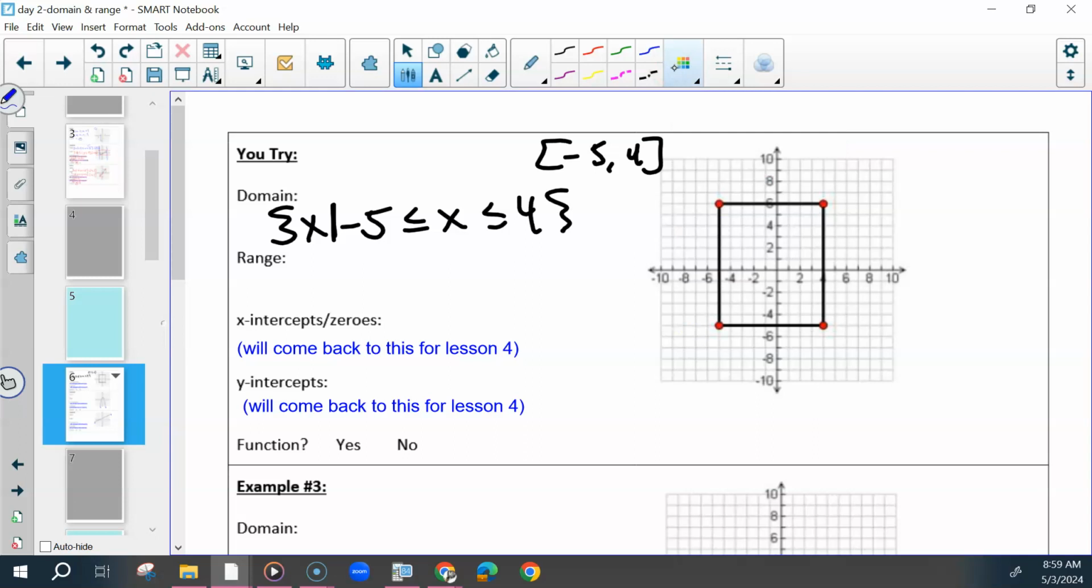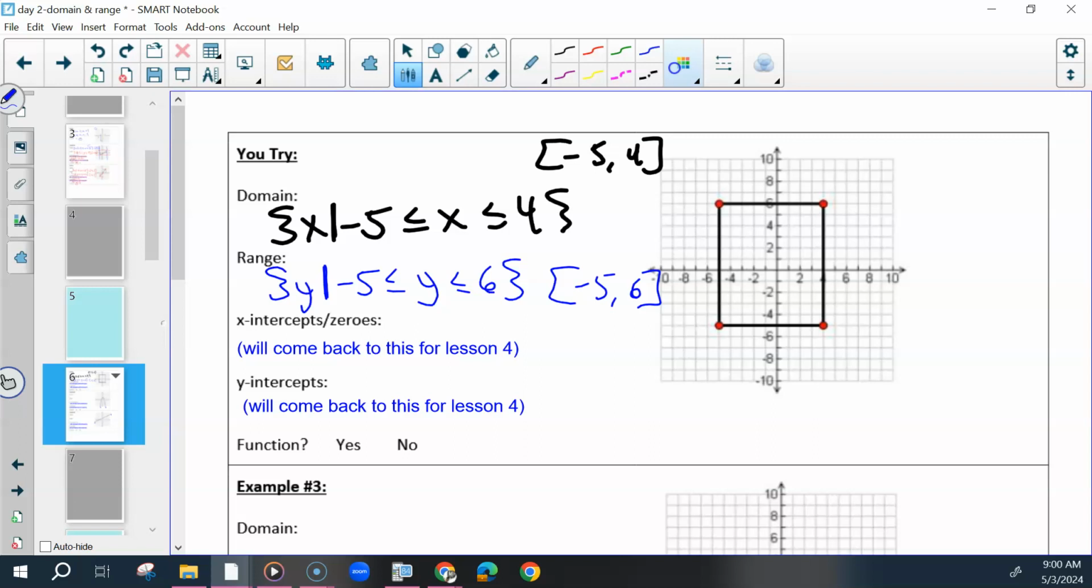Okay, what about the range? Curly brackets, y, such that -5 is less than or equal to y, less than or equal to 6, curly brackets. So make sure you're changing them. Domain is x for both. Range is y for both.